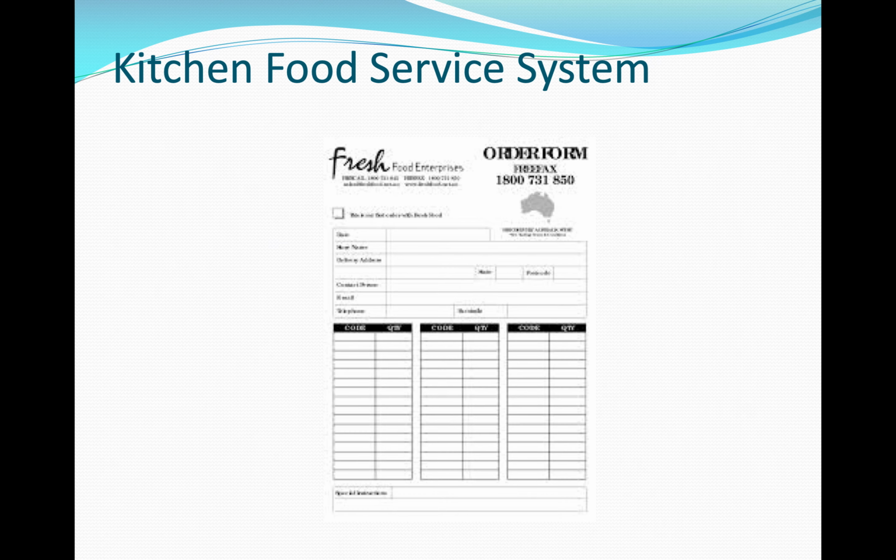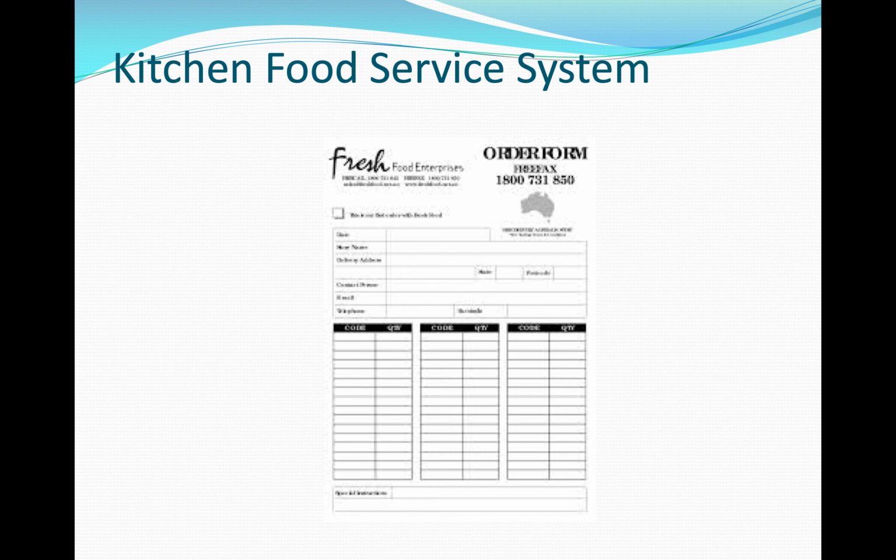So for the kitchen food service system, the food order must be placed so that there is enough crackers and milk or whatever you are deciding to serve. The allergy list is checked to make sure that milk is not served to children that are allergic to it. And the food service staff must prepare the crackers and milk for serving.